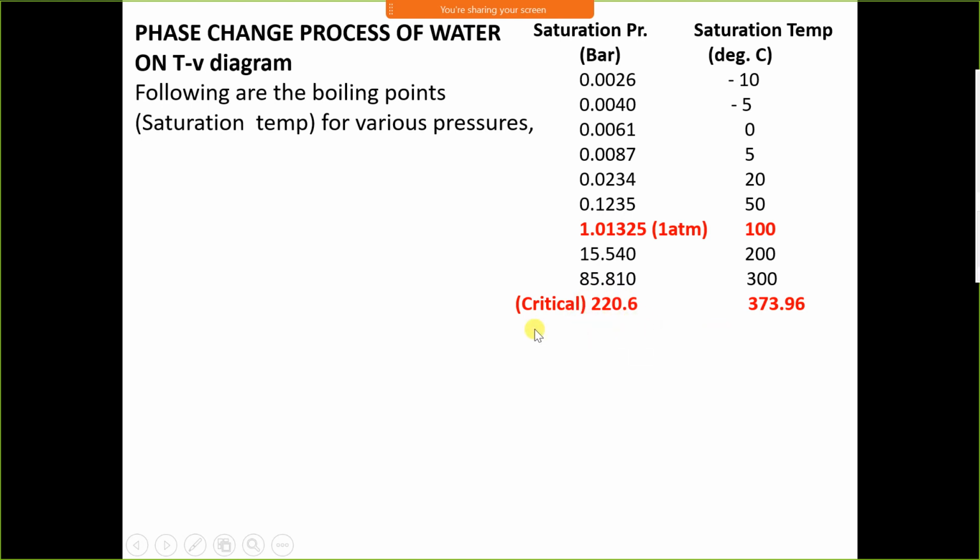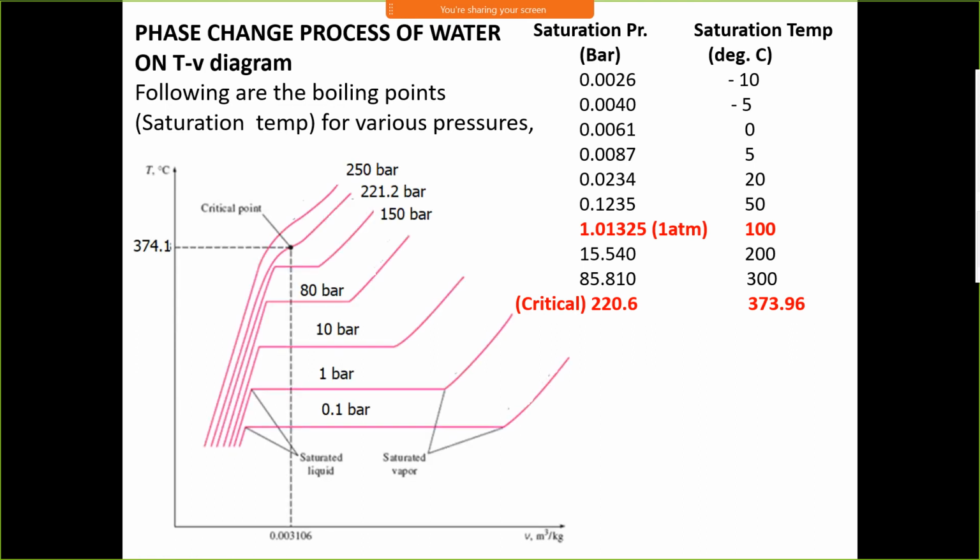Now we will see the temperature volume diagram. Look here, at 0.1 bar, we need to supply small sensible heat, and when we supply sensible heat, water will reach saturation temperature. At saturation temperature, we need to supply latent heat so that it will convert into saturated vapor. This horizontal line represents latent heat, and this inclined line represents sensible heat.